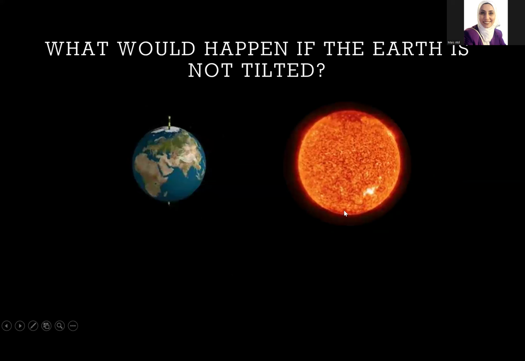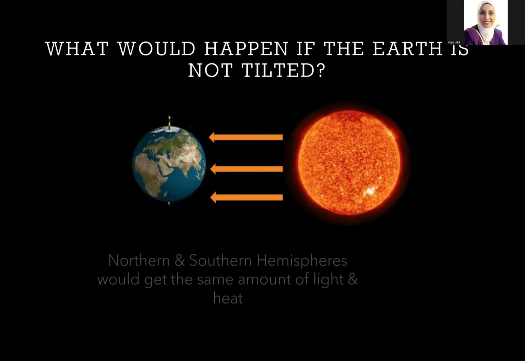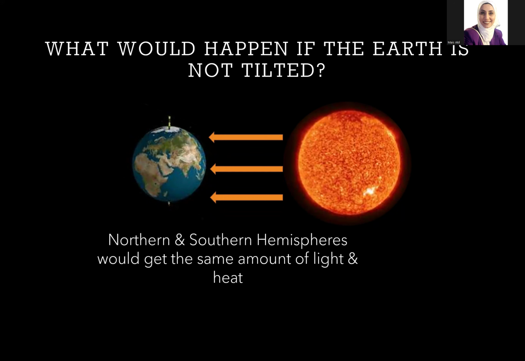So what would happen if the Earth is not tilted, if the axis is straight like this? What do you think? What would happen? So in this situation, all the parts of Earth, the northern hemisphere and the southern hemisphere, will get the same amount of sunlight. That means they will have the same season at the same time.